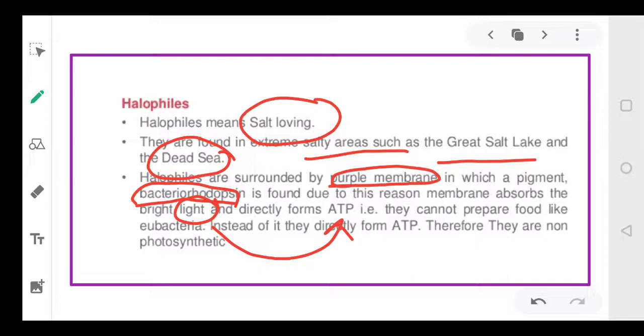So these bacteria are found in salty areas and their membrane is purple due to the presence of a pigment called bacteriorhodopsin. It captures the bright light and converts it into ATP, right? And they do not perform the process of photosynthesis. They only capture light and convert it directly into ATP.